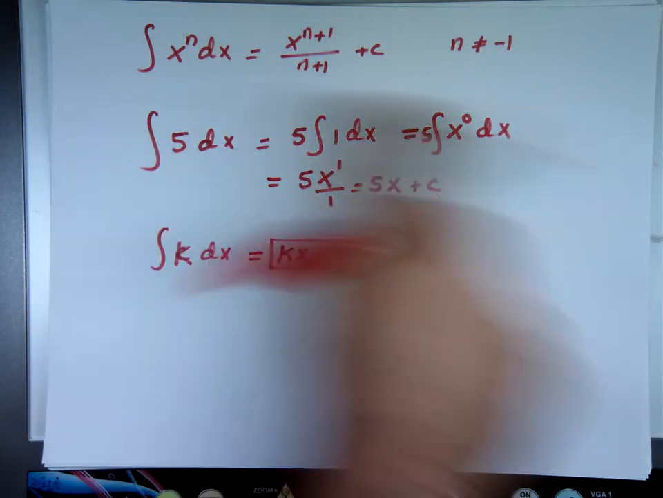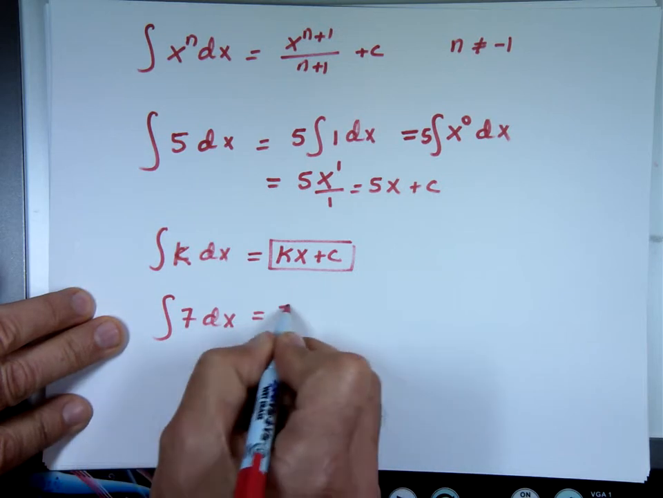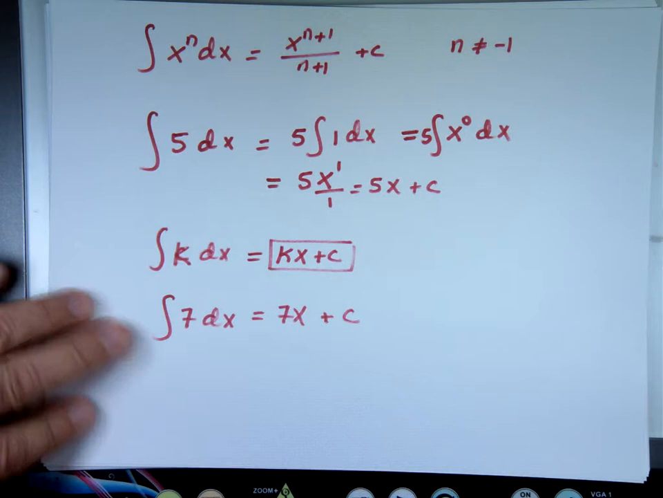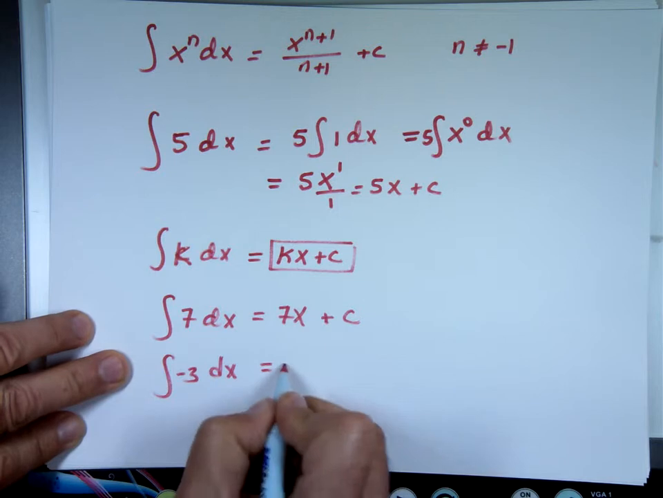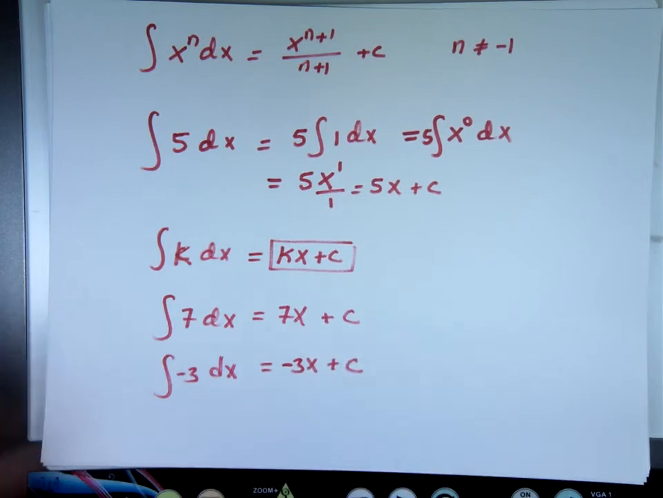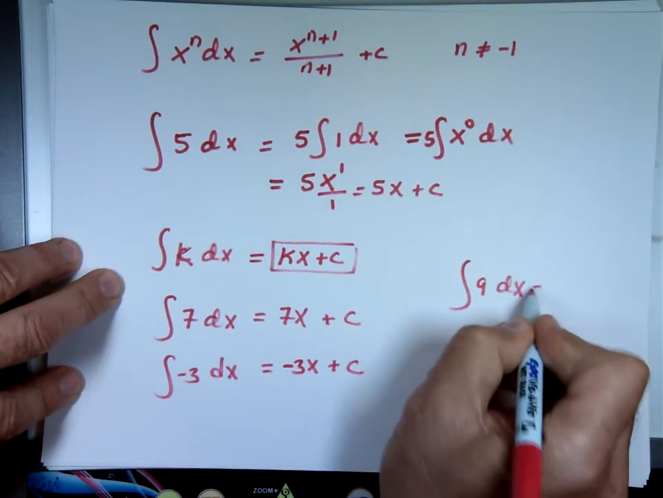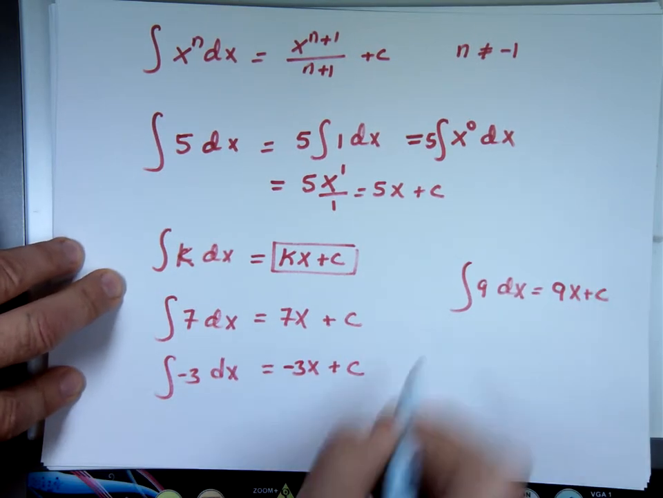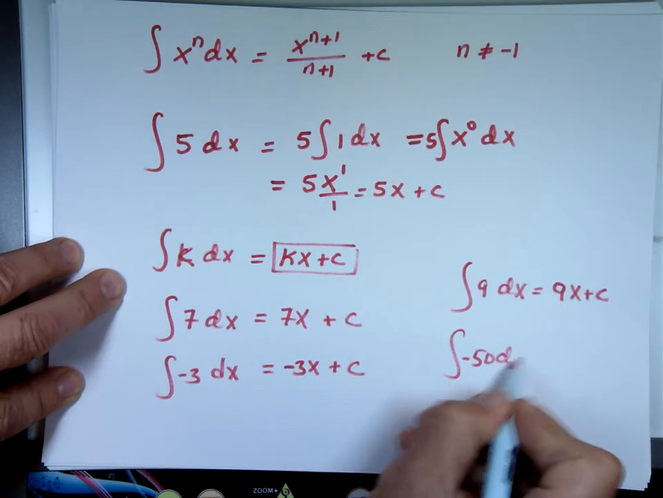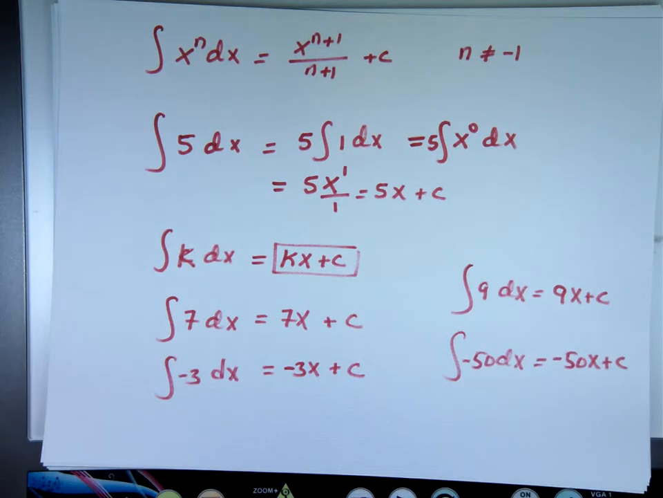So I don't have to go through all this to prove it. The integral of 7 dx is what? 7x, don't forget the c. The integral of minus 3 dx. Minus 3x plus c. The integral of 9 dx. 9x plus c. The integral of negative 50 dx. Negative 50x plus c. So the integral of any constant is always the constant times x.